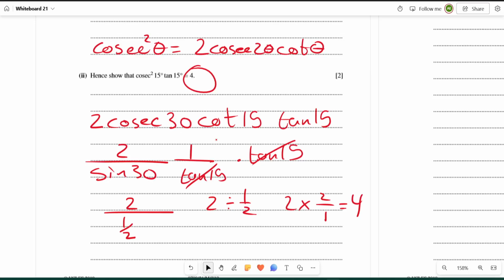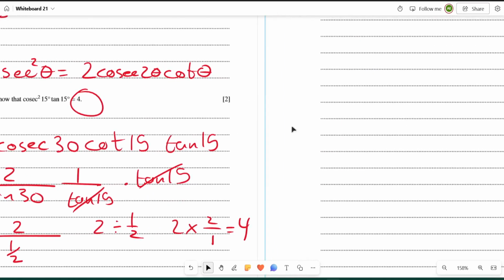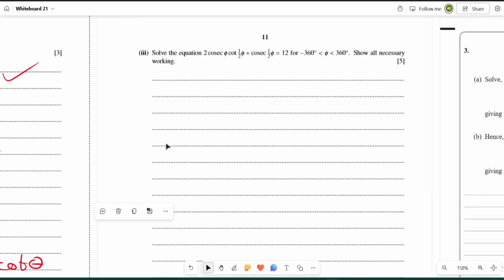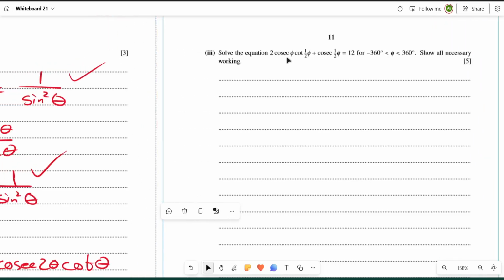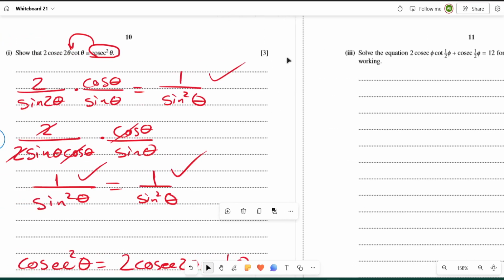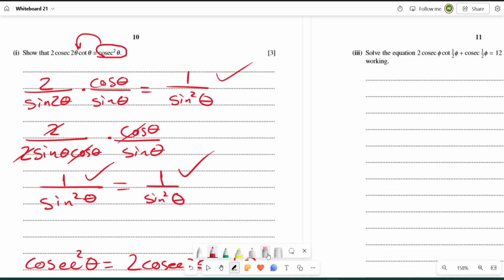Okay, this next part is tricky, so let's see together how we can attempt to solve it. This question says, solve the equation 2 cosecant phi cotangent half phi plus cosecant half phi equals 12. Okay, straight away, this is similar to what I have done over here. Let me put both on the screen. So over here, I can see 2 cosecant of a double angle, so 2 cosecant phi cotangent half of that original angle.